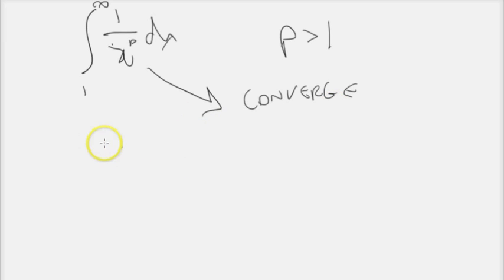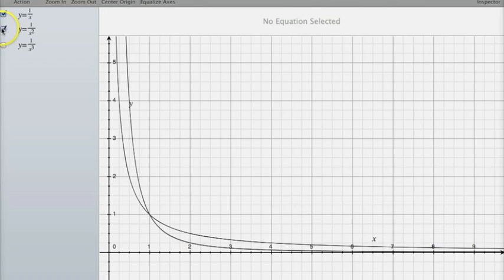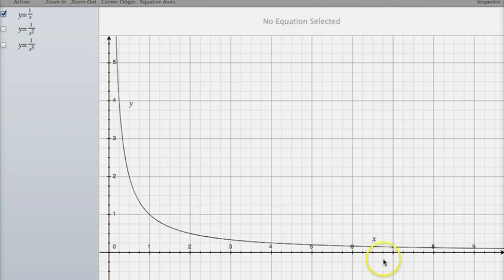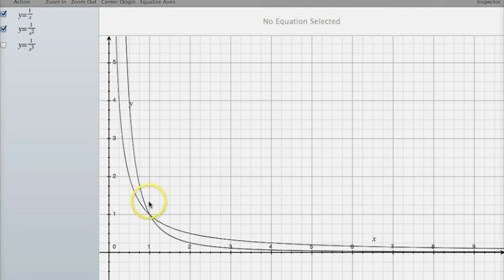And that is also confirmed by what we call the comparison theorem. This theorem is best explained by the graph that I was showing you earlier. So we've got y equals 1 over x, and we know that that diverges algebraically. We've got 1 over x squared, and we know that that converges algebraically and otherwise.